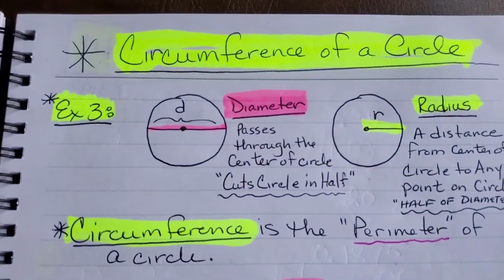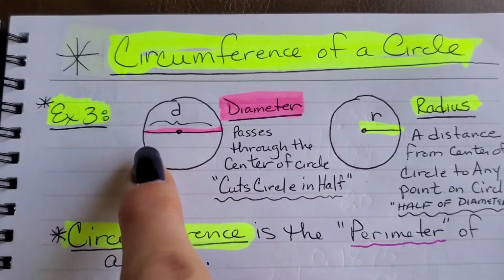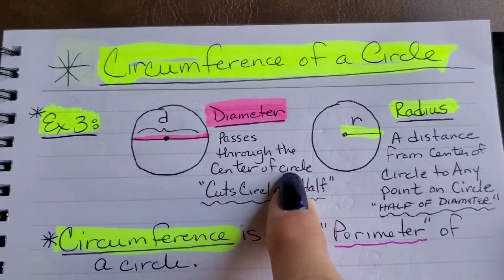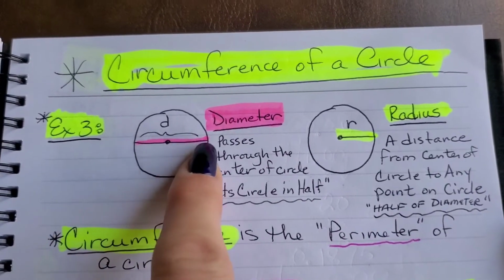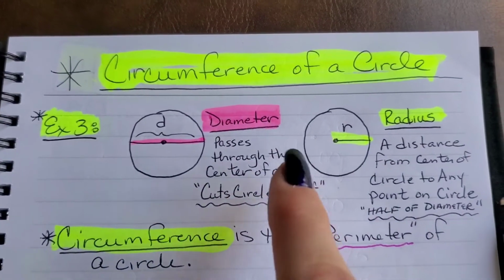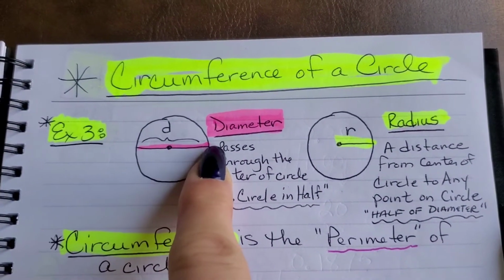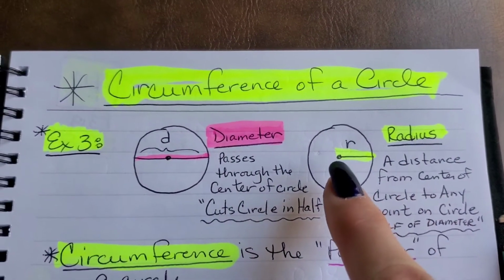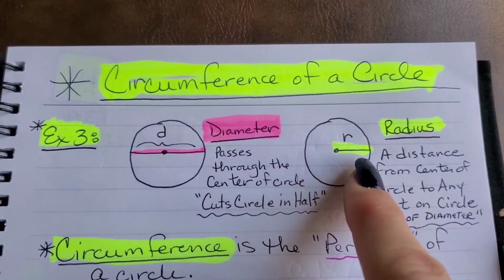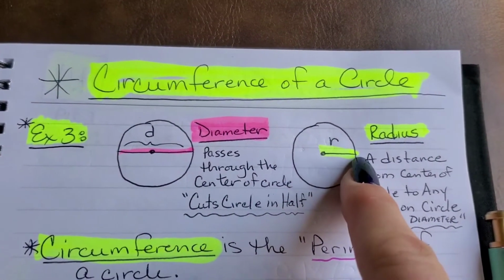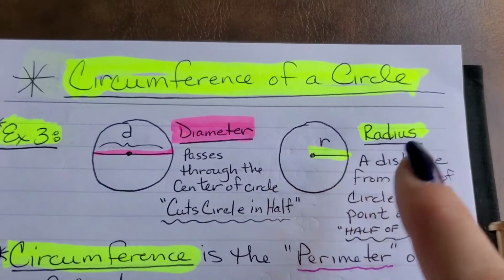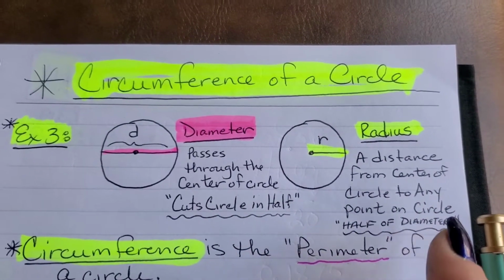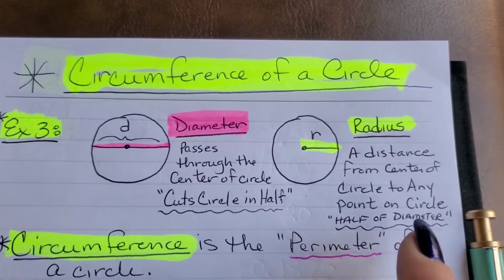The first thing we want to pay attention to is a couple of our rules. The line that passes through the center of the circle and touches each endpoint on the circle is called the diameter. In other words, the diameter is the line that cuts the circle in half through the center. The radius is half of that diameter. It's only from the center to an edge on the circle, so it's the distance from the center of a circle to any point on the circle. It's half of the diameter.